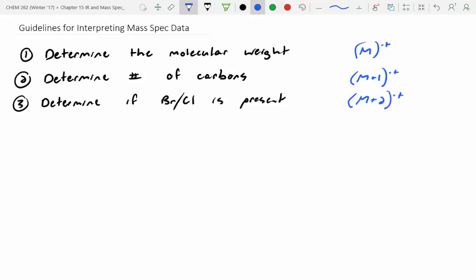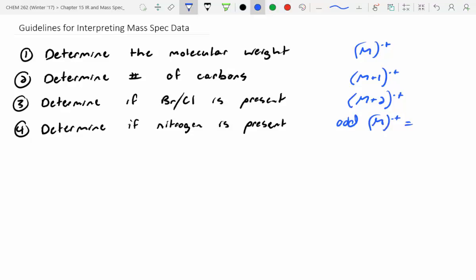I like to be systematic with this. And then the other thing I can do is determine if nitrogen is present. How do I do that? It's an odd number. Yeah, odd number. If you've got an odd parent ion peak, that means you have an odd number of nitrogens. That's another really good clue.